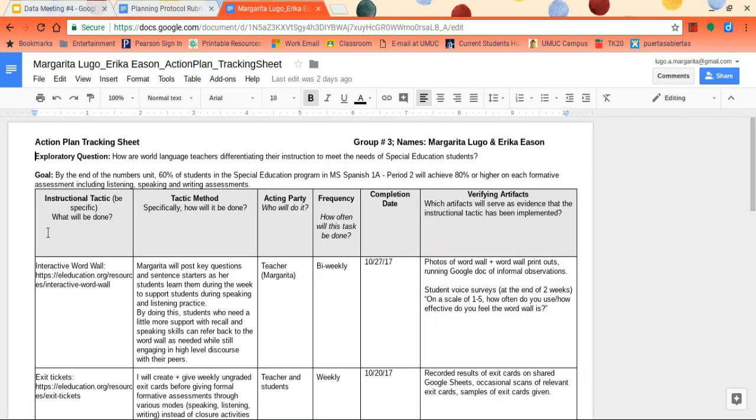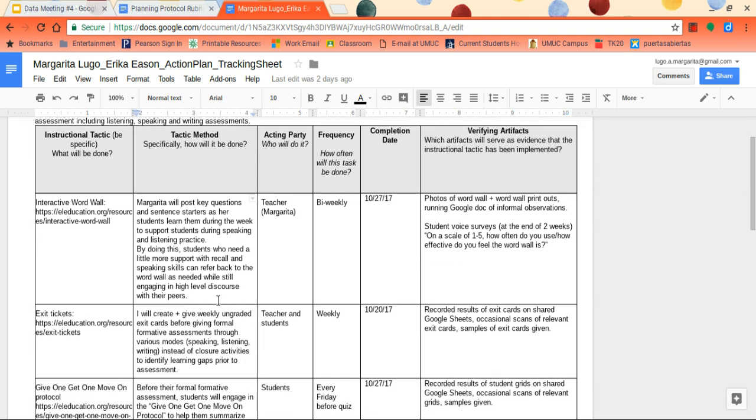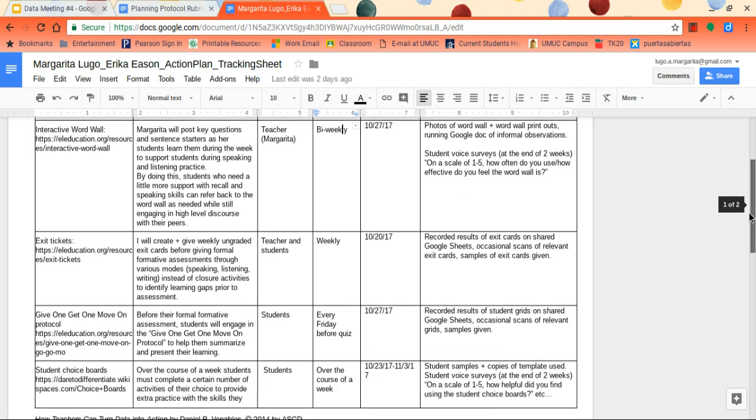For this part, we decided that the interactive word wall will be posted on the spare whiteboard I have in my class, and I will post the key question and sentence starters that students learn during the week. This will be done bi-weekly, and it should be done by October 27th. Some of the artifacts that I'll be sharing with Erica are pictures of the word wall and student voice surveys.